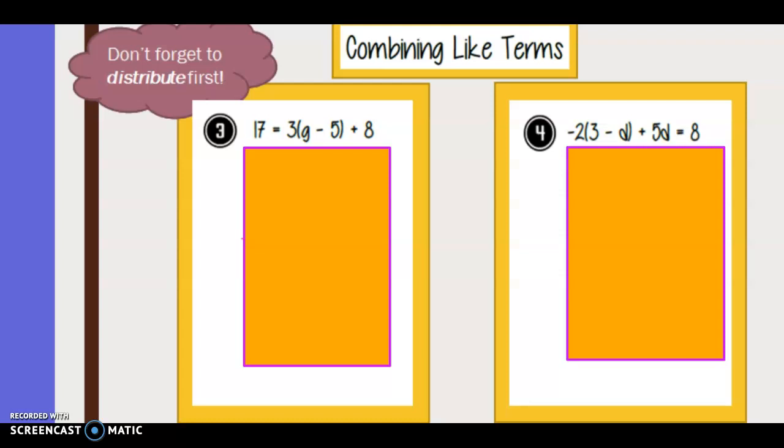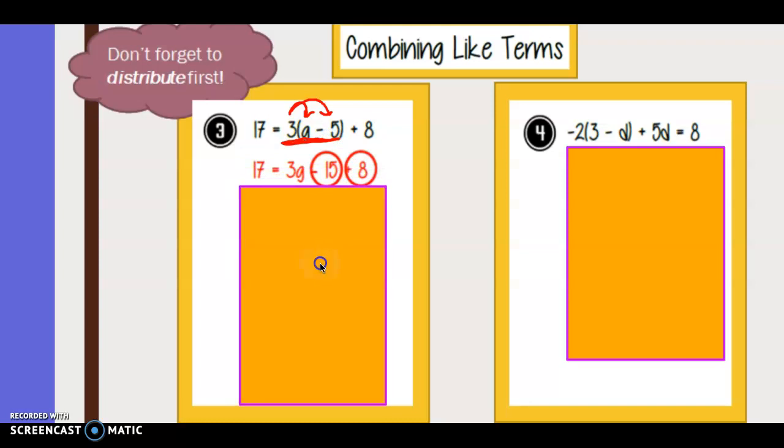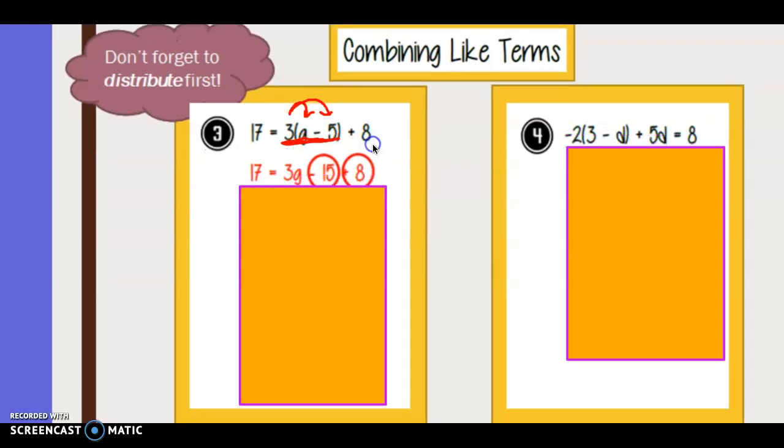Okay, let's look to see how you did. The very first thing you should have done, you should draw your line and then distribute this part right here. So the very first thing you should have written down is 17 equals 3g minus 15. Don't forget to take the 3 times each thing in the parentheses, and then also bring down the plus 8.